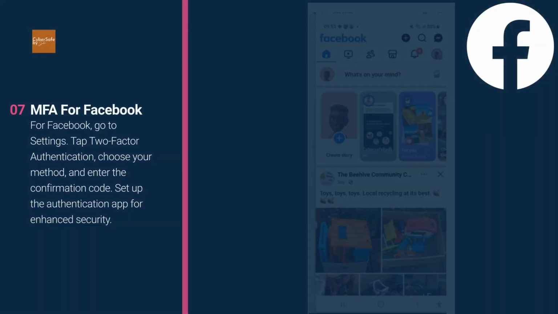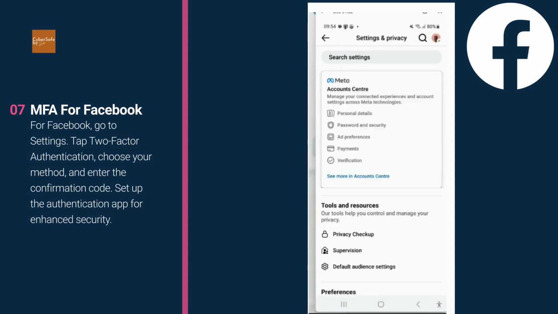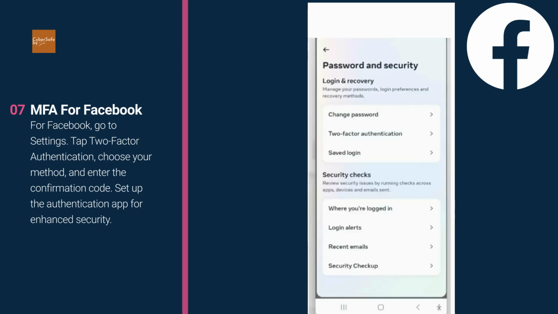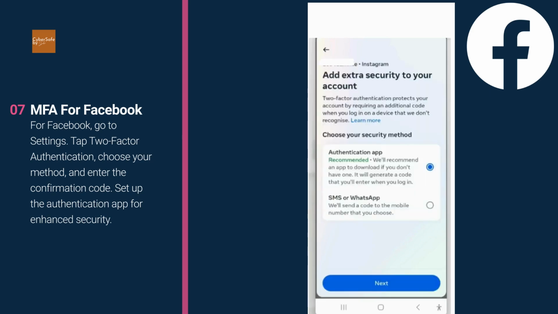For Facebook, open the app and tap your profile picture with 3 lines. Tap Settings. Tap See More in Account Center. Tap Two-Factor Authentication. If you have multiple profiles, select the profile you want to set up MFA for. Choose your preferred MFA method: authentication app, SMS, or WhatsApp.